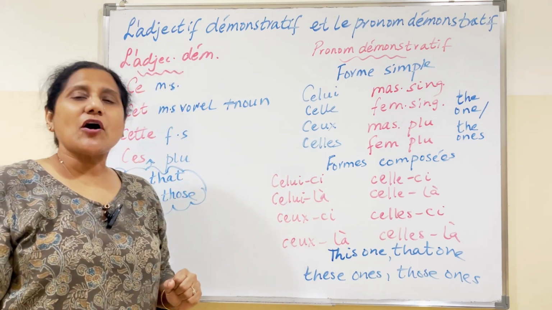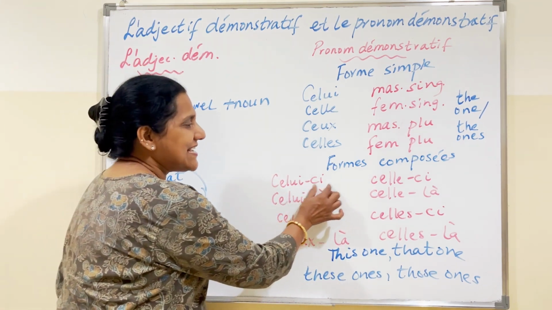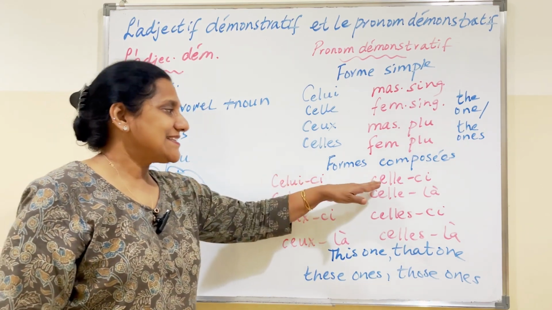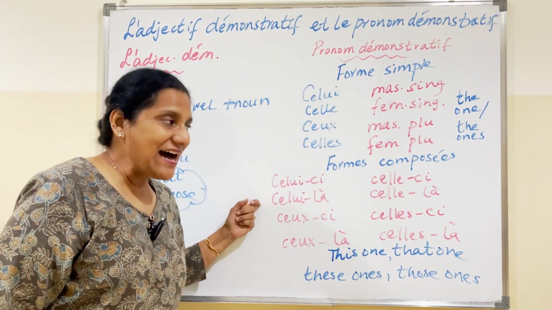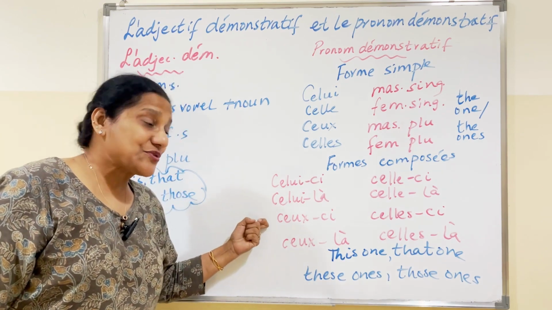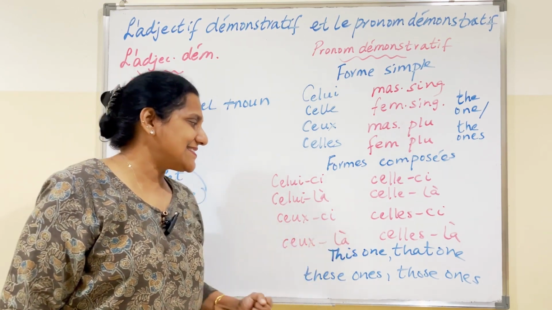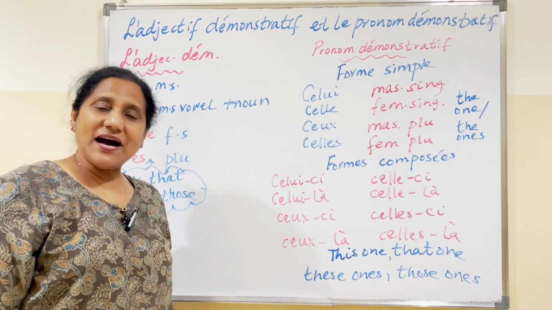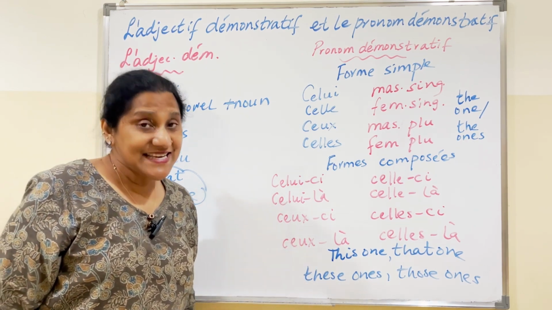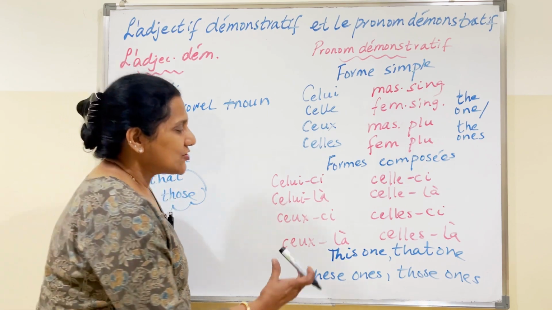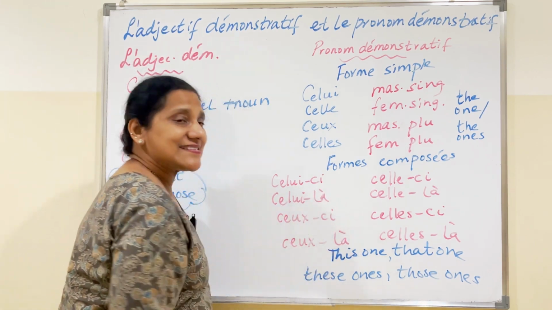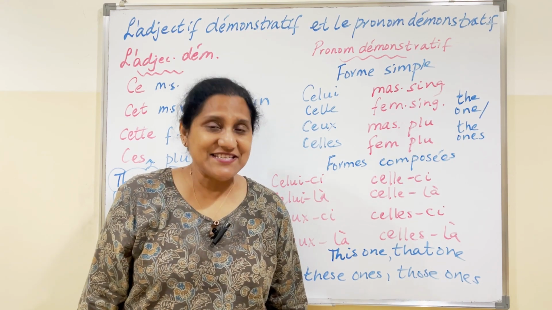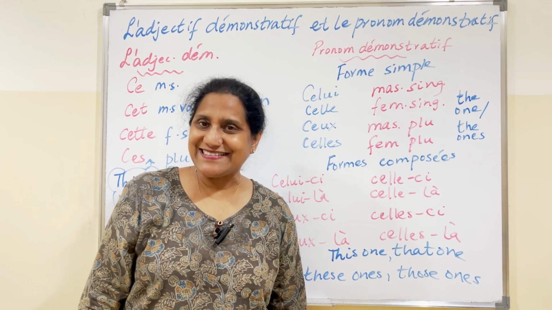Now what are the form composé when we add ci and là? So here we have celui-ci, celle-ci, celui-là, celle-là, ceci, celles-ci, cela, celles-là. This one, that one, these ones, those ones. Don't forget to put the accent on là. Now let's learn about demonstrative pronouns in detail.